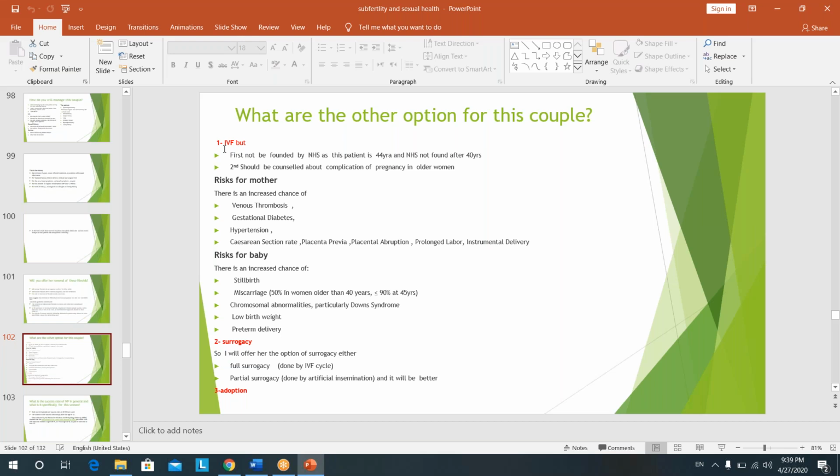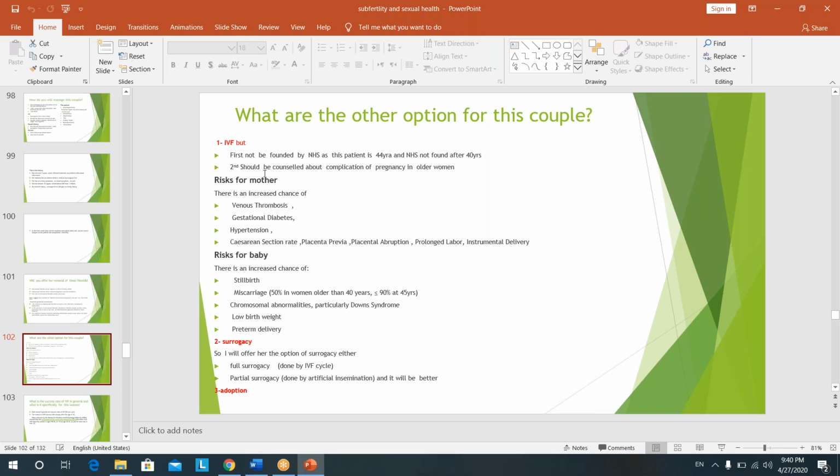So what will be the options for this woman? 1, IVF, test tube baby. 2, surrogacy. 3, adoption. Okay, what about IVF? I will tell the examiner that I will tell her we have the option of IVF, but it will not be funded by the NHS at this age because this patient is 45 years old and the NHS will not fund over the age of 40.